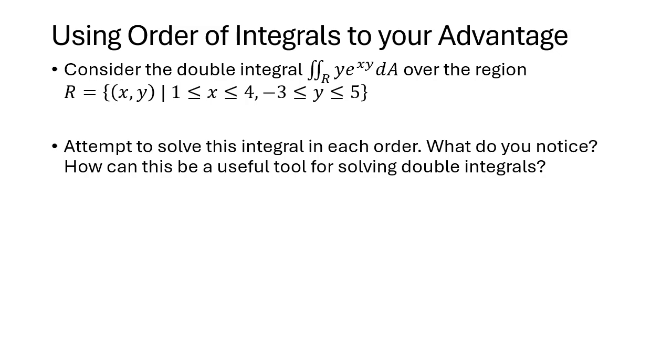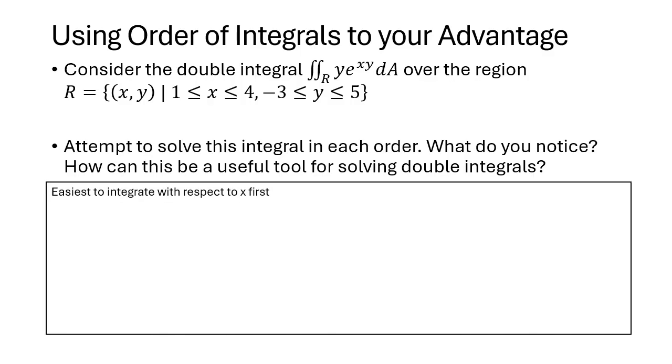So a more complicated example, let's take a look at the integral of y e to the xy on the region from 1 to 4 for x and -3 to 5 for y. Now, something I would encourage you to do is try integrating this in both orders and see if one order is easier than the other.